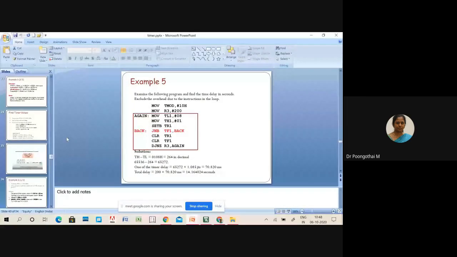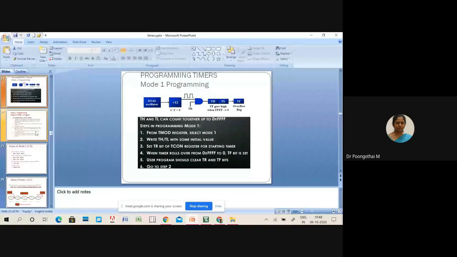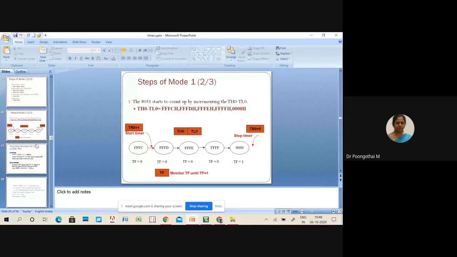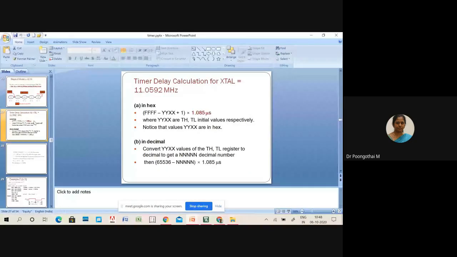So last class we discussed Timer Mode 1 programming, and I also explained the algorithm involved in Mode 1 programming. So for time delay calculation, this is the formula to calculate your time delay for your 8051 microcontroller.